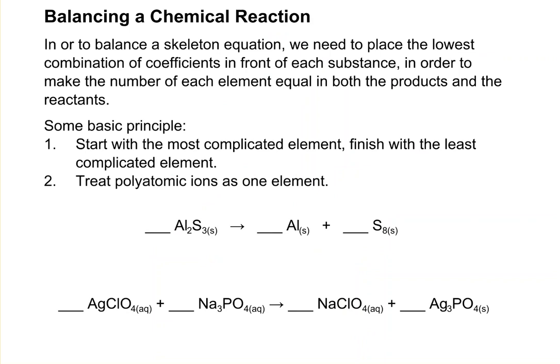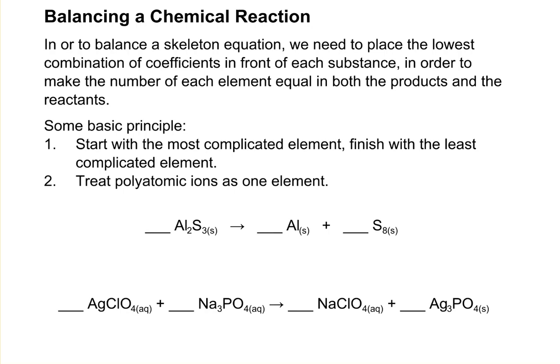So we're going to try and balance a couple chemical reactions. In order to balance a skeleton equation, we need to place the lowest combination of coefficients in front of each substance in order to make the number of each element equal in both the products and the reactants. So remember what we want to do. We want the number of aluminums at the beginning to be the same as the number of aluminums at the end, in the reactants and in the products. Some basic principles to keep in mind: try to start with the most complicated element, and finish with the least complicated element.